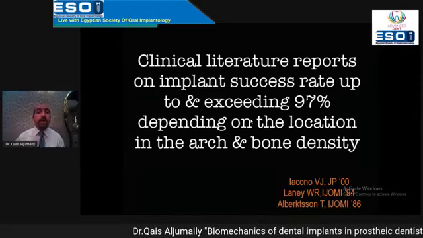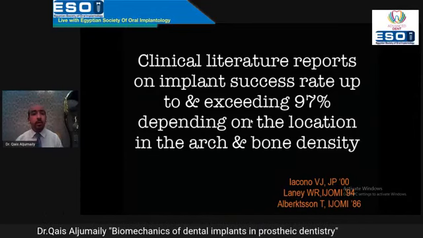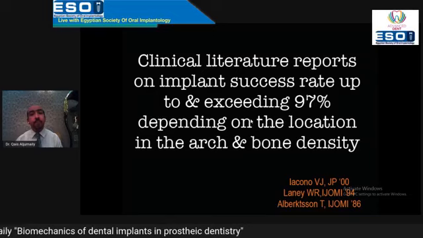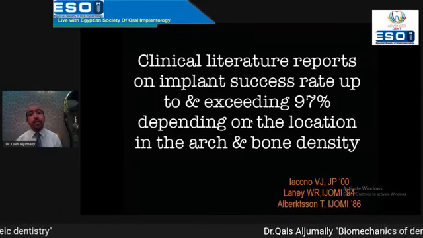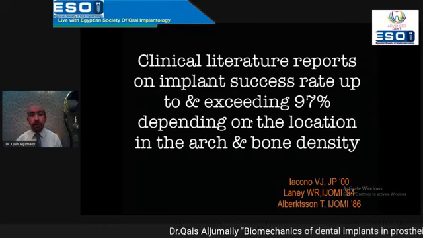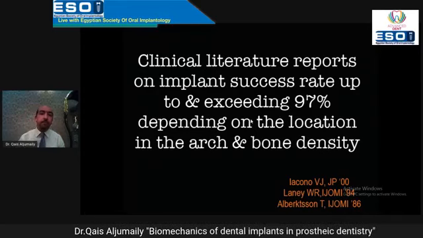So clinical literature reports that implant success might reach 97%. That's right. And that depends on the location in the arch and the bone density.